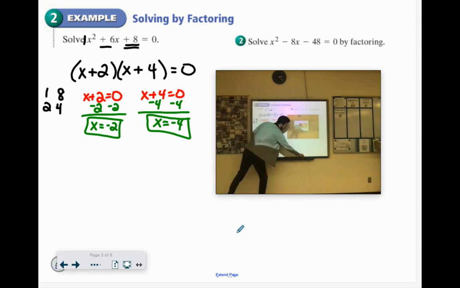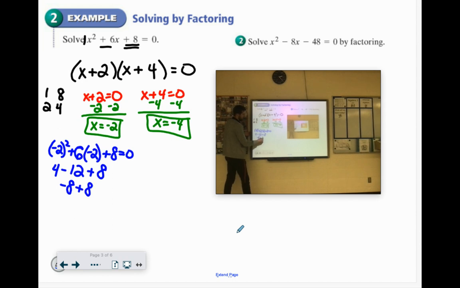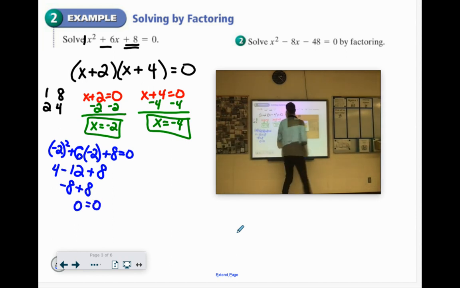If you were to check them, if you check negative 2, it's x squared plus 6x plus 8 equals 0. Negative 2 squared is 4. 6 times negative 2 is negative 12. 4 minus 12 is negative 8. Plus 8 is 0. So you end up with 0 equals 0. It's going to be the same story over here.